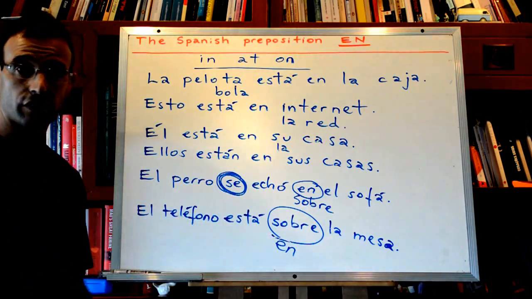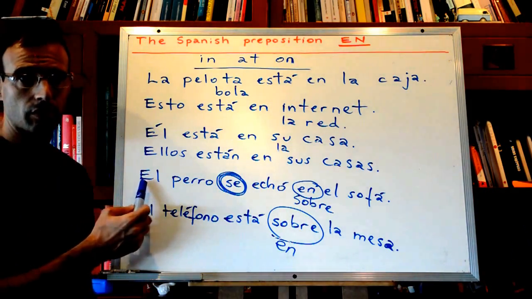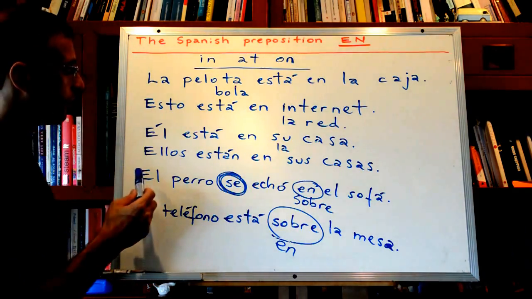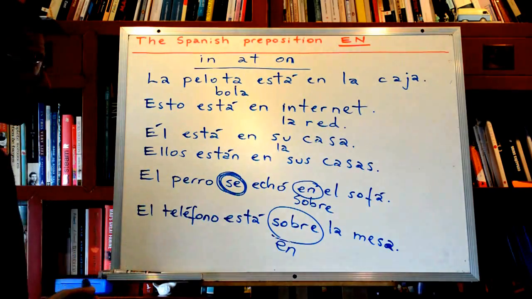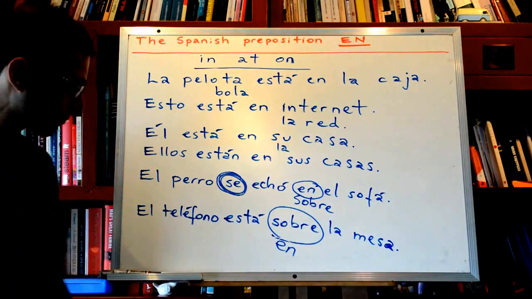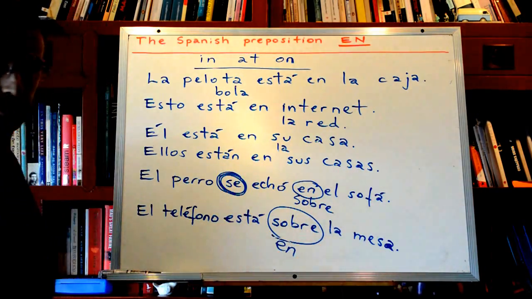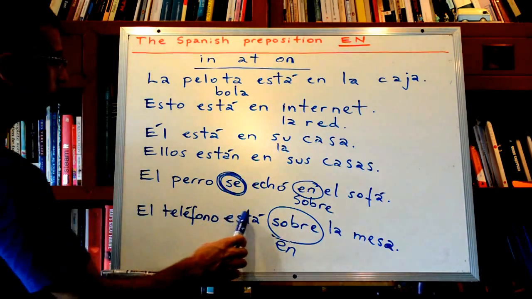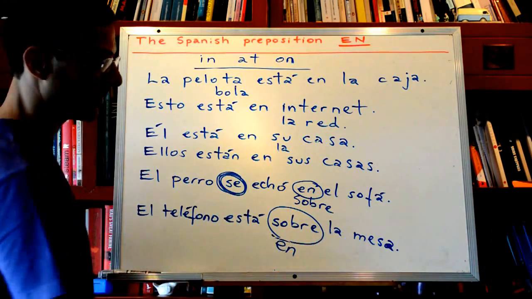Se is the reflexive pronoun for he or she or it, right? For the third person in the singular. In this case, el perro, the dog. The dog laid itself on the sofa. The telephone is on the table. El teléfono está sobre la mesa, or el teléfono está en la mesa.